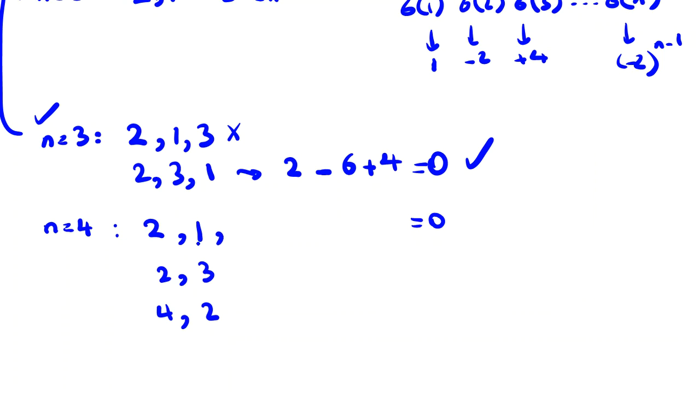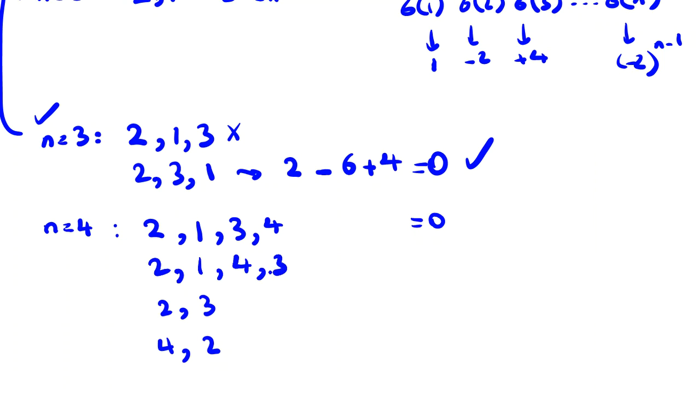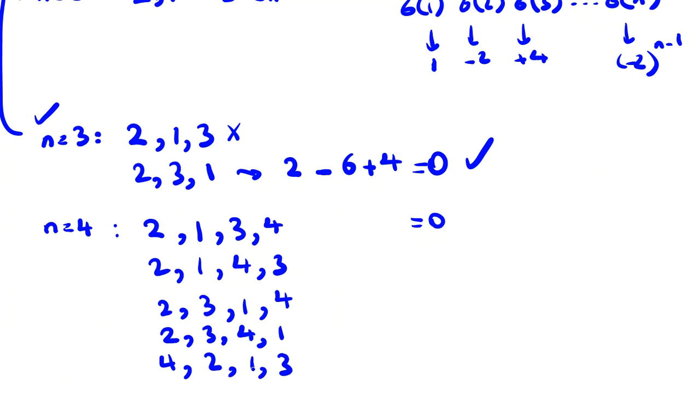So for each of them, you check: 2, 1, 3, 4; 2, 1, 4, 3; 2, 3, 1, 4; 2, 3, 4, 1; and 4, 2, 1, 3. Instead of 4 factorial, 24 cases, we only need to check 6 cases.